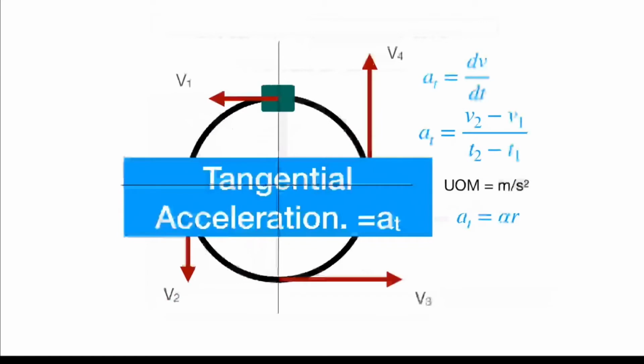The second acceleration is tangential acceleration, AT. This acceleration is because of change in speed, the change in speed of the object moving in a circular path.